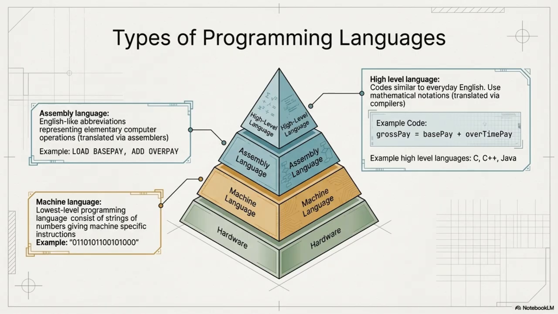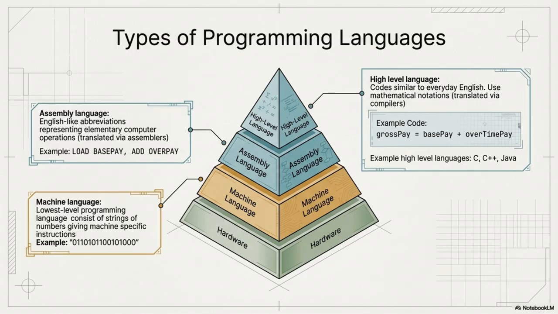Types of programming languages. Computers actually don't speak English words, even though they display the programming language in English. They actually speak electricity, on and off. To bridge the gap between human thought and computer execution, programmers need to use different tiers of languages.